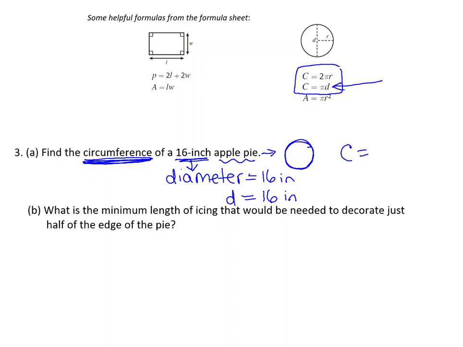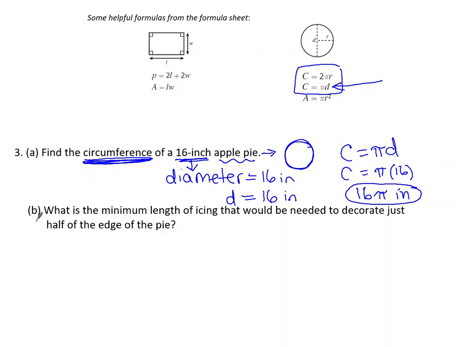So C equals pi times diameter. So our circumference is pi times 16. So we'll write our circumference to be 16 pi. Of course, pi is a number, but it's exact when we leave it in terms of pi. And then inches are the units, 16 pi inches.